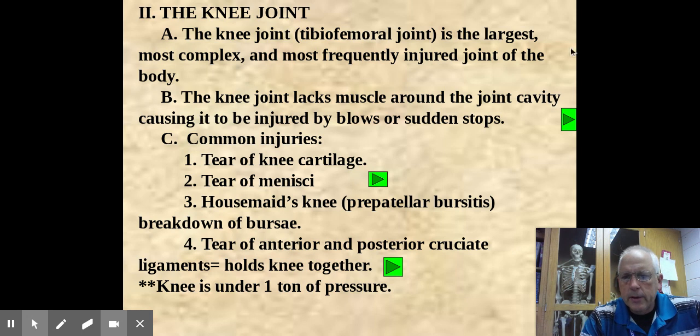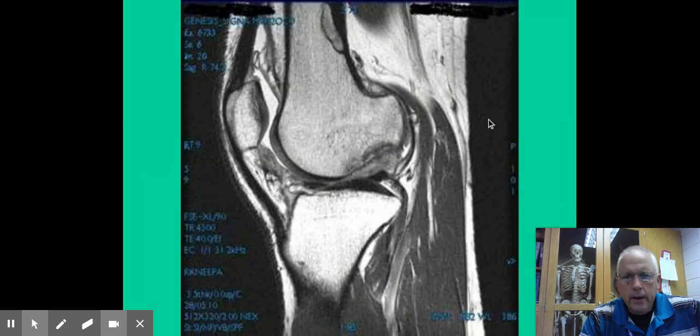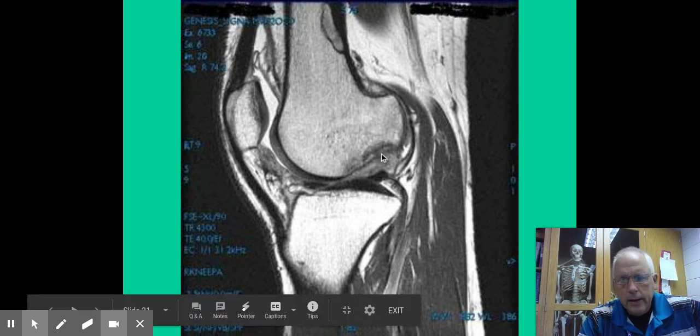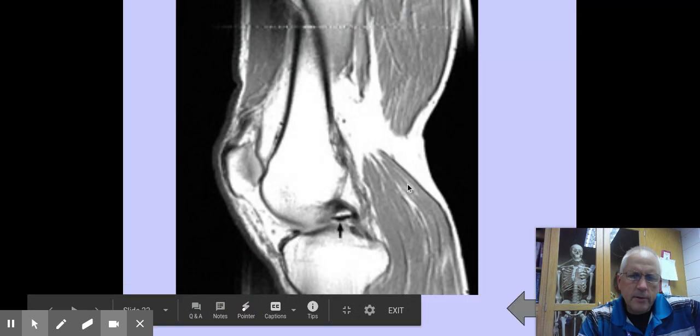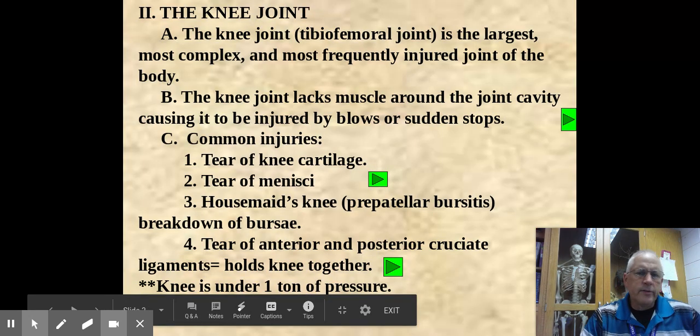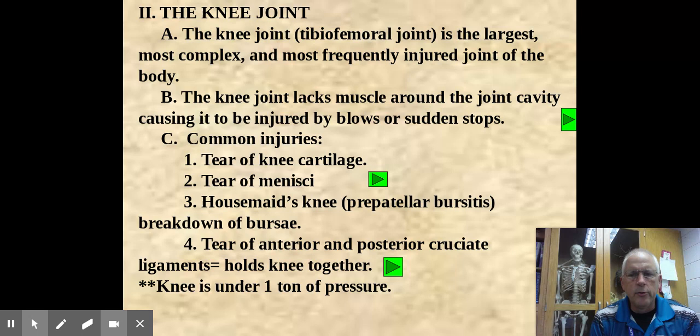cavity. As you'll see from this link, you can see there's just nothing on the sides to protect. There's the femur, there's the tibia, nothing on the sides. We do have muscles on the back and some on the front, but the sides are kind of vulnerable, as you can see there from the pictures. So we stop suddenly, we get a blow to the side, something's got to give, and usually those are ligaments that we're going to talk about, okay?